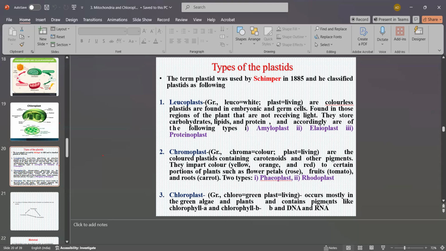The third and important one is the chloroplast. Chloro means green, plast means living. It occurs mostly in green algae and plants and contains pigments like chlorophyll A and chlorophyll B, and DNA and RNA are present. That is also a type of plastid. Plastids are classified into three types. Among them, the chloroplast has a major role. All are important, but leucoplast is for storage, chromoplast is for coloring, and chloroplast is for preparation of food in photosynthesis.